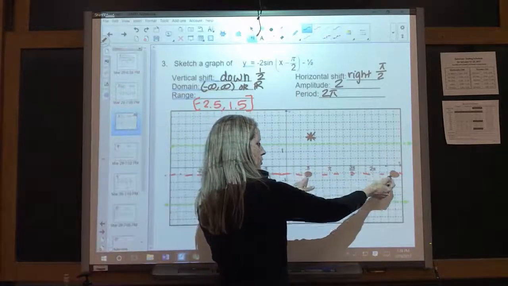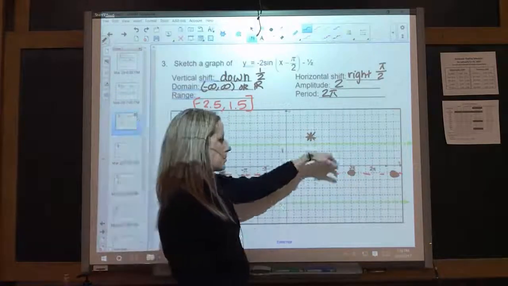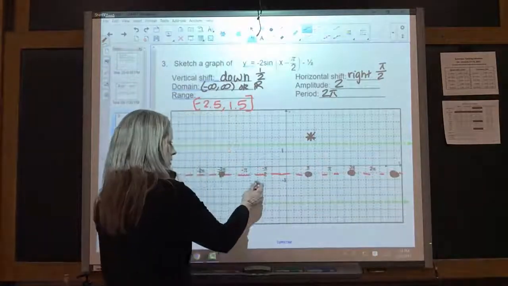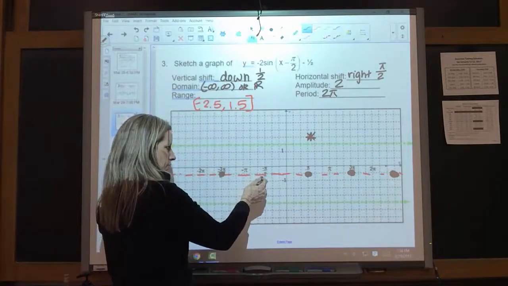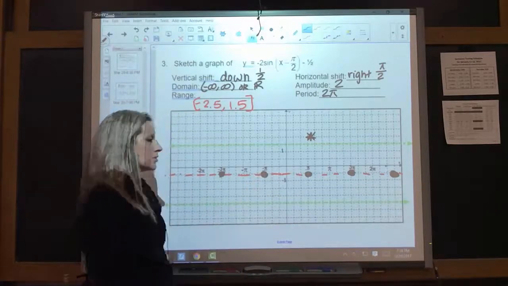Halfway in between these 2 points, I'm going to be back at the middle because sine normally goes up, comes down through the middle, goes down, and then back up, right? So halfway in between these 2 points, I'm going to be back in the middle. So you can draw those two.